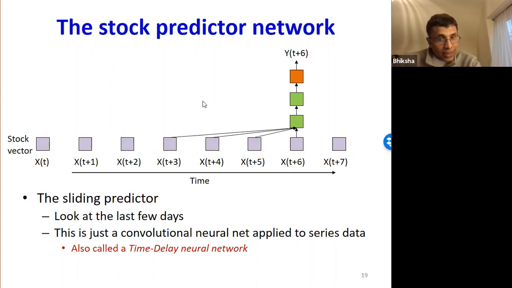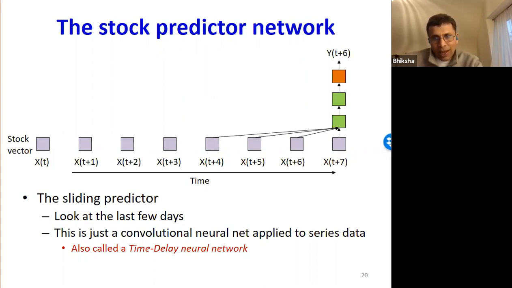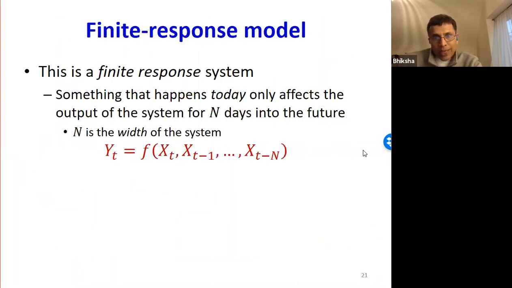On each day, it's going to look at the current day and the past several days. Now, we're familiar with this. This is just a time delay neural network. The network that we saw is a finite response system. What I mean by that is at each time t, it takes as input the current and the past several inputs, xt through xt-n, and then makes its prediction yt. So anything that happens at any given time will influence the output from time t until t plus n, and then afterwards it no longer influences the output.